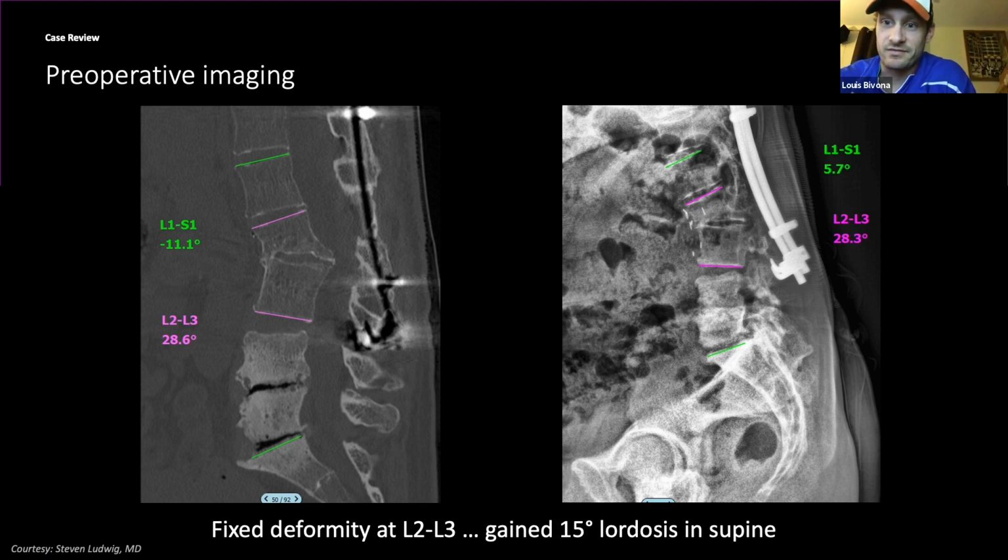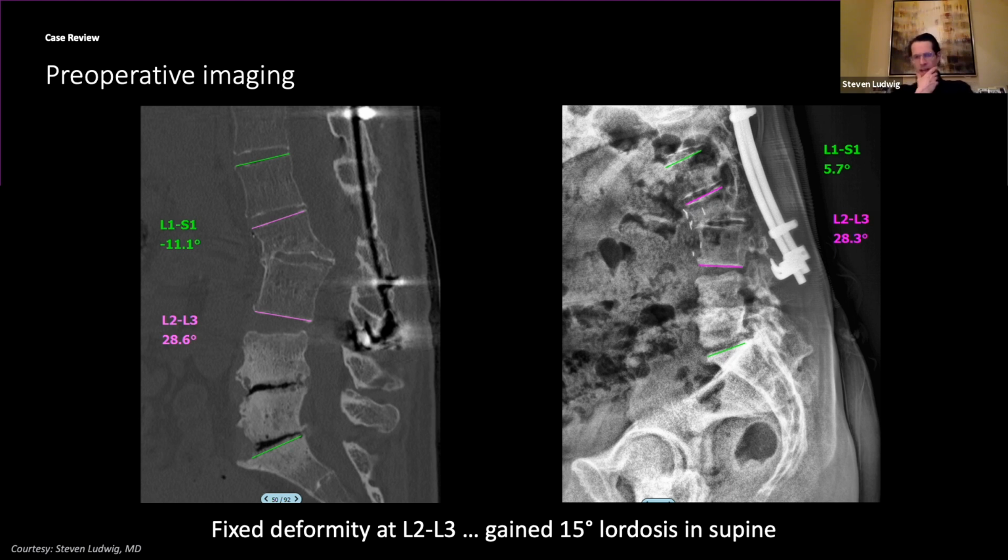Yeah, I definitely think that's certainly reasonable. It's going to be a bloody mess when you get back there, probably. So based off of our experience, that was actually kind of my first thought, that there could be a way you could do this from the back and maybe do some sort of 3-column osteotomy, whether that's at L4 or whatever, but I think that's certainly reasonable. Yep.